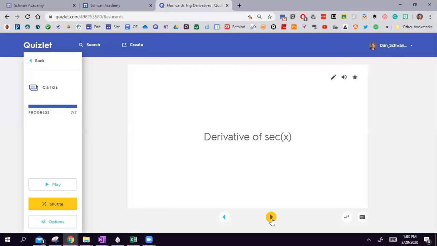Last one, derivative of secant. Elena was our first one, and then Marley, and then Abby, and then Will, and Sam and Karis. The derivative of secant is secant tangent.